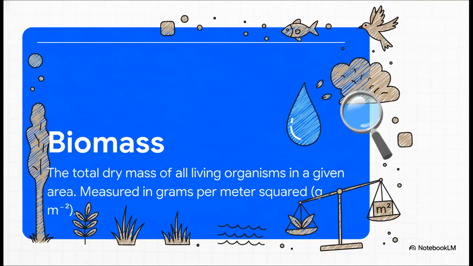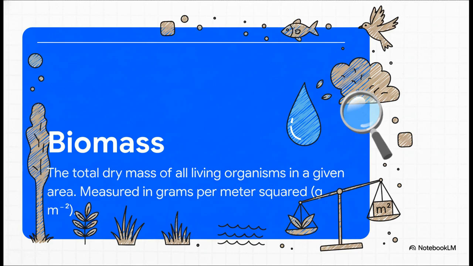Well, it's the total mass of all the living things in a certain area, but, and this is a huge detail, it's the dry mass. See, the amount of water in an organism can change like crazy. So to get a consistent measurement of the actual organic matter, where all that energy is stored, scientists have to get rid of all the water first.